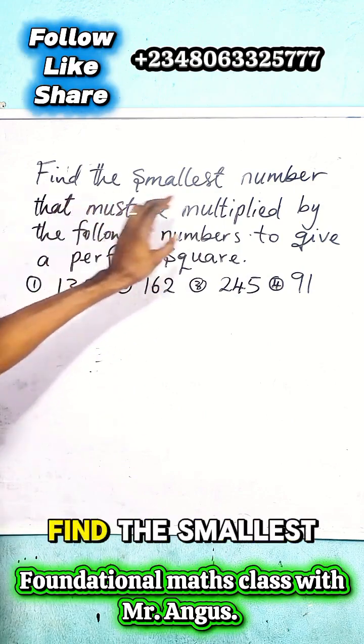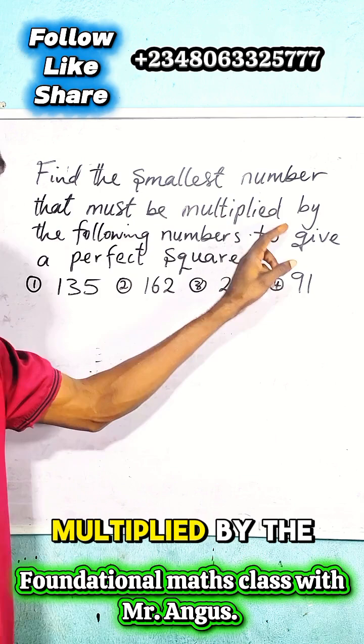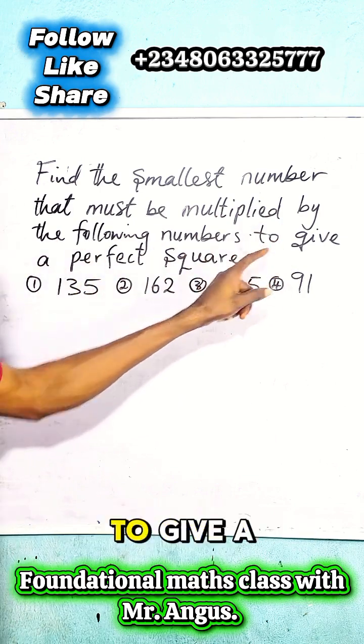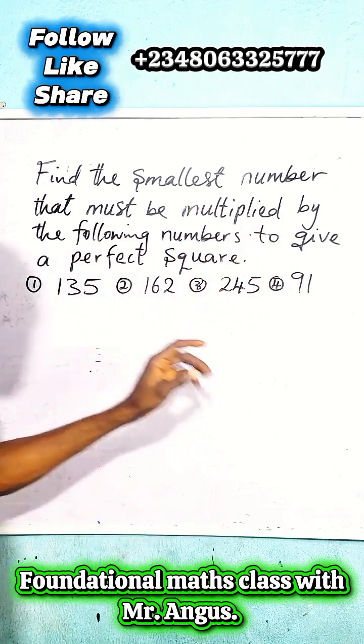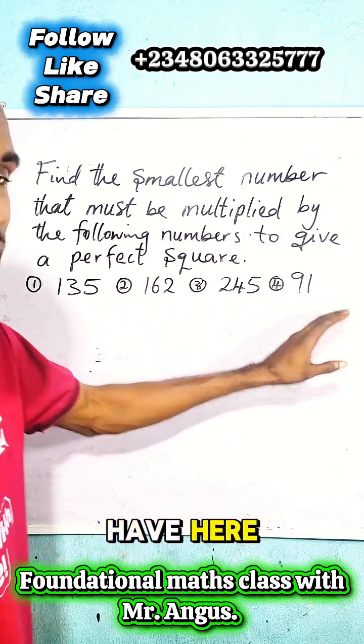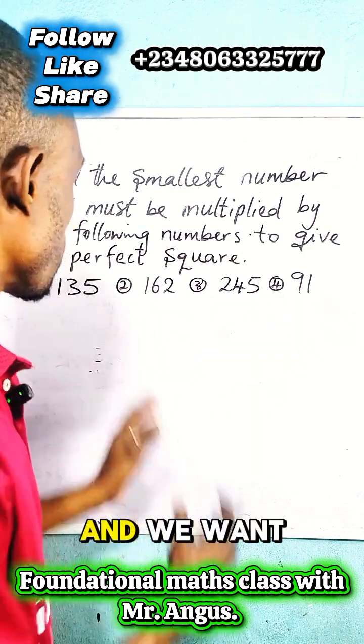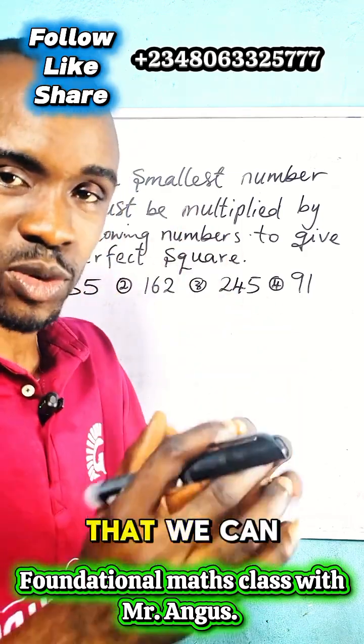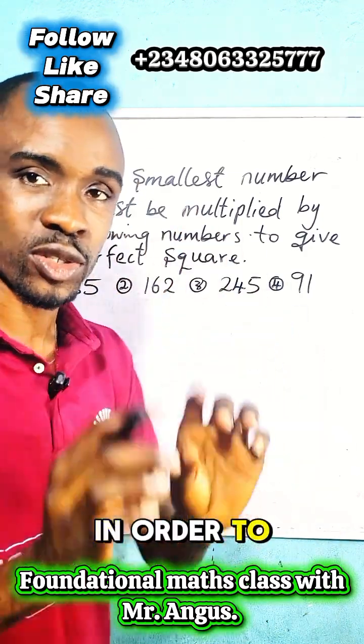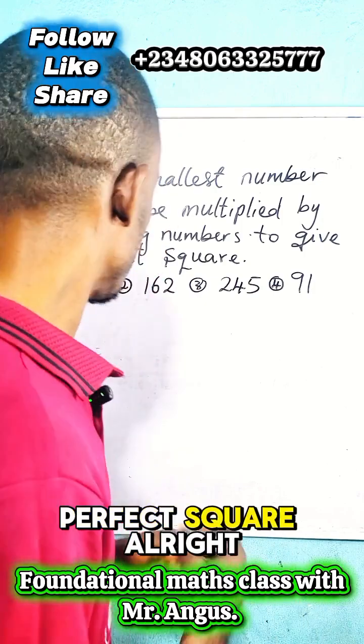Now we have this. Find the smallest number that must be multiplied by the following numbers to give a perfect square. Now look at this. All the numbers that we have here, none of them is a perfect square. And we want to get the smallest number that we can use to multiply them in order to give us a perfect square. All right.